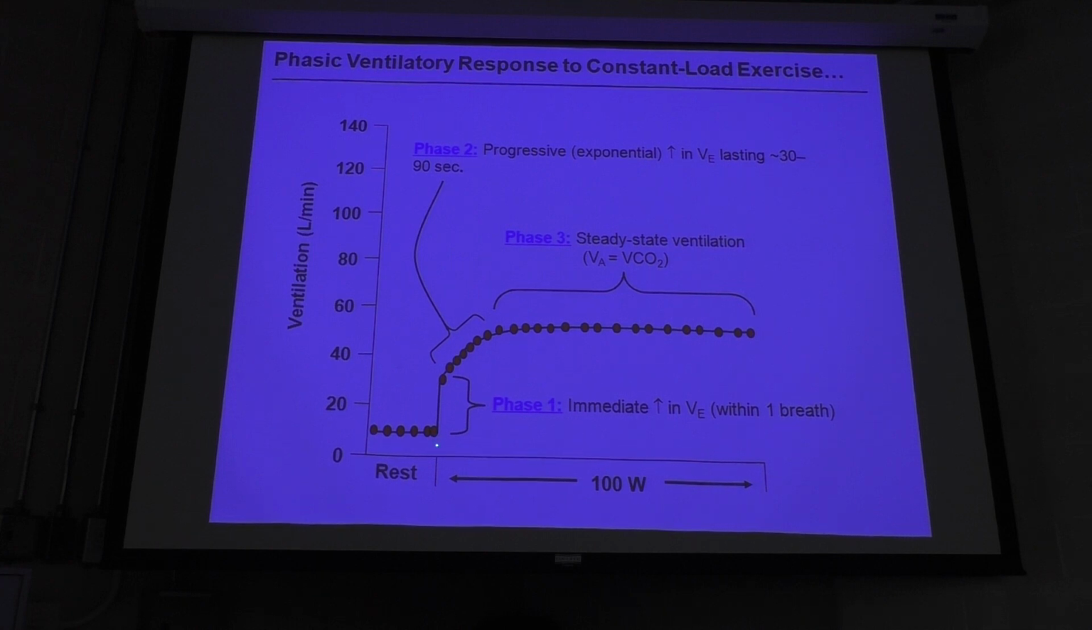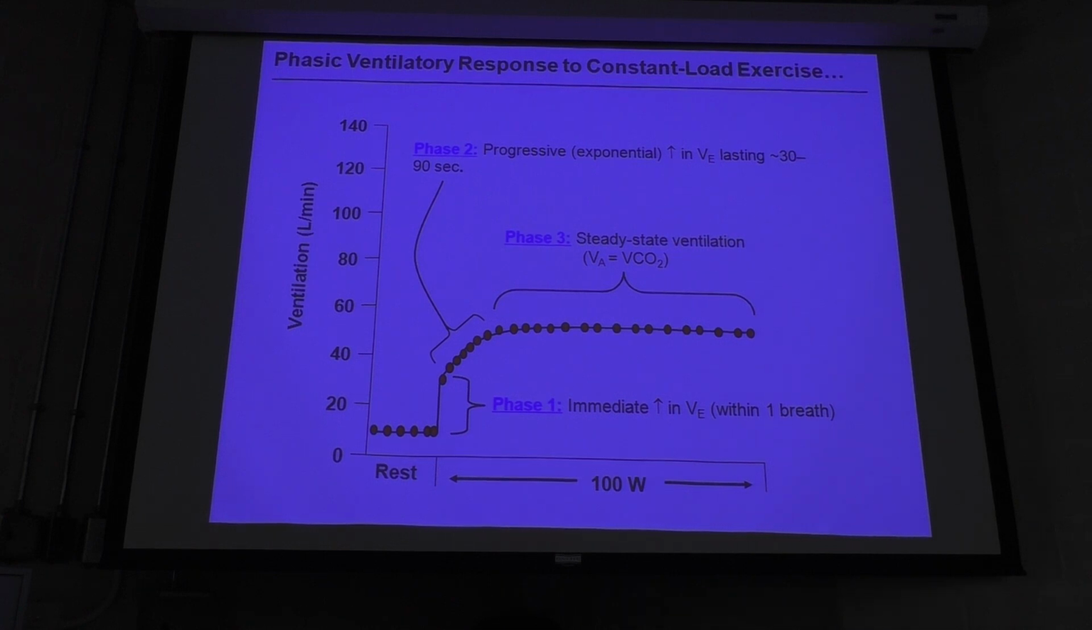From rest, at the onset of exercise, you have an immediate, almost within-breath increase in ventilation. It's remarkably fast, which means it's probably not a feedback-mediated phenomenon, because feedback-mediated phenomena require an error. More likely it's some type of fast feed-forward or central command-related phenomenon. I'll show you some evidence of that, because it's the only thing in our control system that's fast enough to result in a within-breath increase in ventilation of that magnitude.